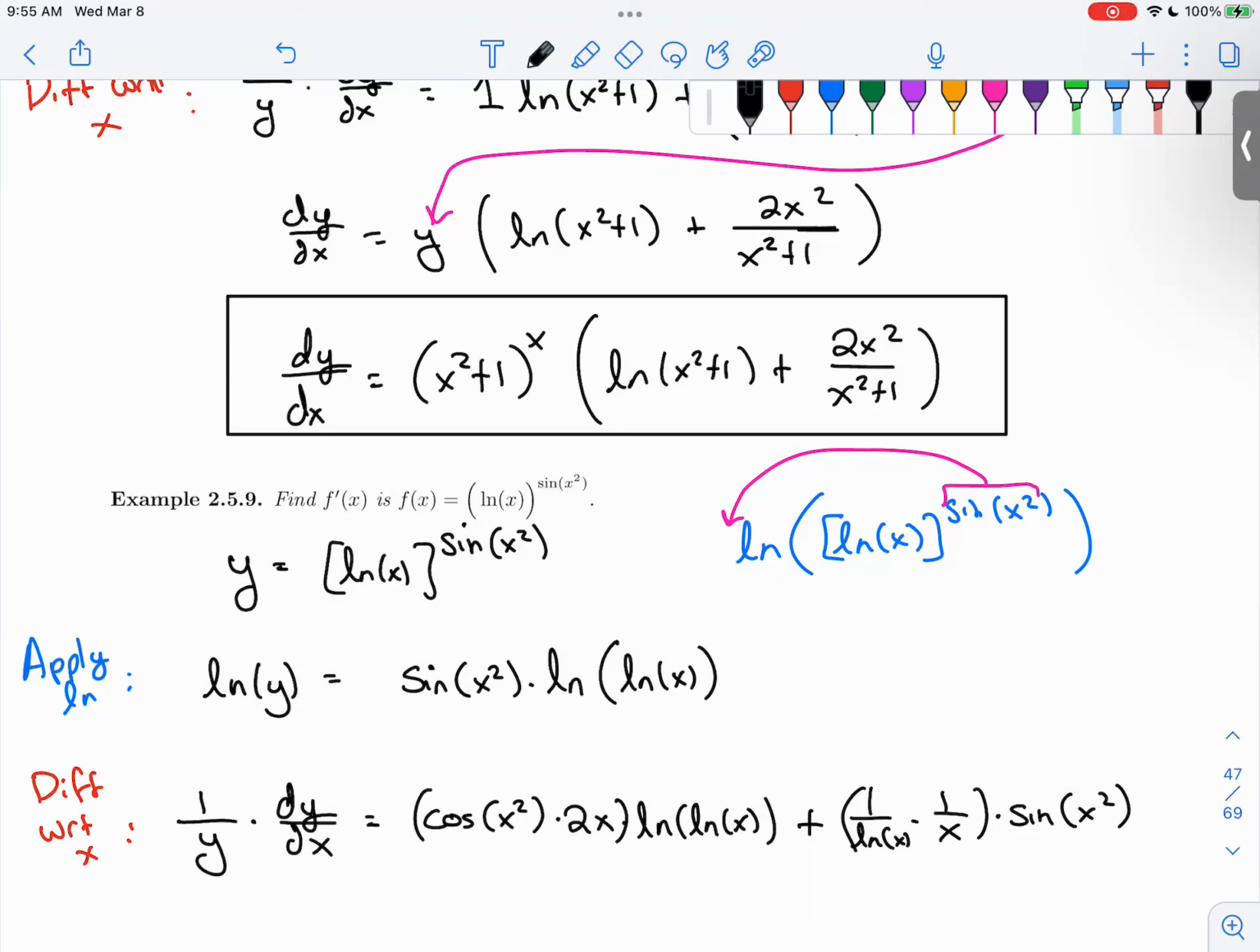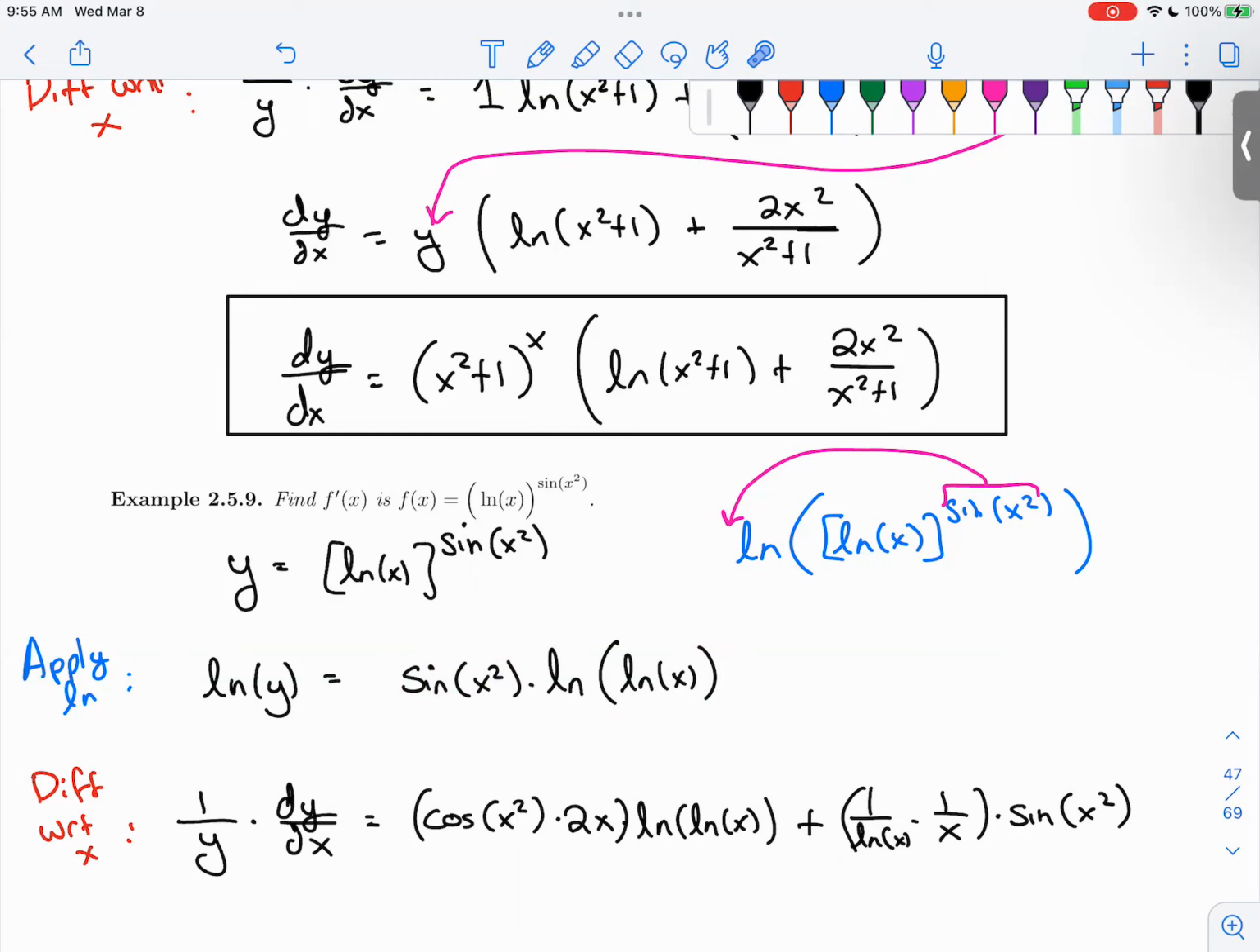Yes, Kate. So you wouldn't have to do the chain rule if the sine was just x? Yeah, if it was just sine of x, then you'd only have to do one chain rule, on the ln of x. So Kate is asking, if this was just sine of x, then this wouldn't require a chain rule, only this would.